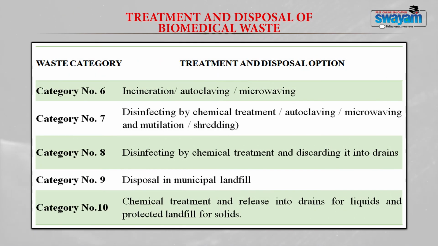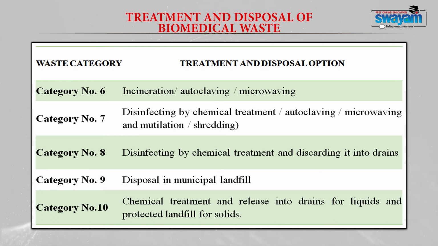Now, for category 6, incineration, autoclaving and microwaving are generally used. Category 6 waste is generally soiled waste material like linen or bedding materials that are contaminated with blood. Now, for category 7, you can perform disinfection by chemical treatment, and go for autoclaving, microwaving and shredding. Category 7 waste is nothing but solid waste. For category 8, again you perform disinfection by chemical treatment and then discard into the drains. Category 8 is biomedical liquid waste.